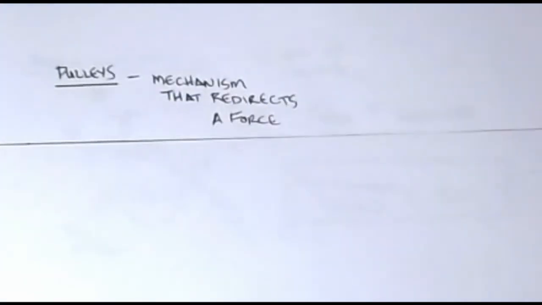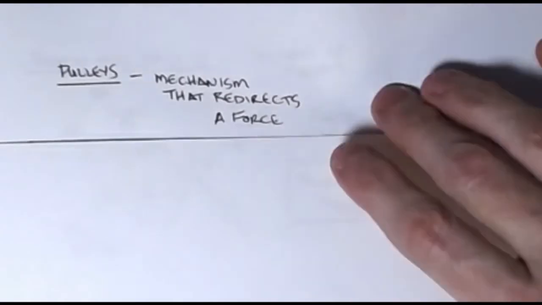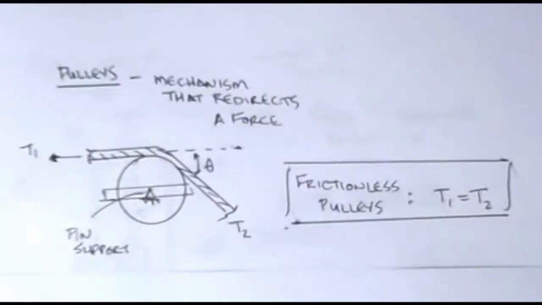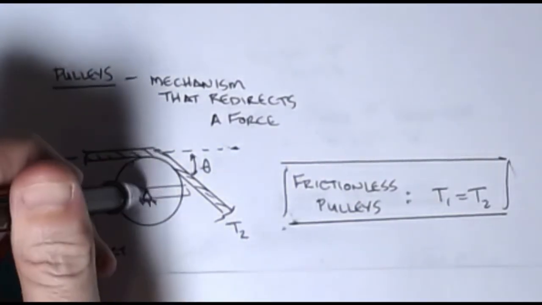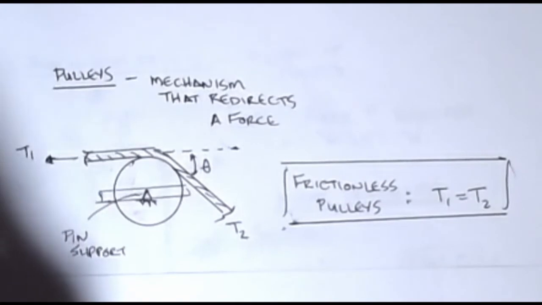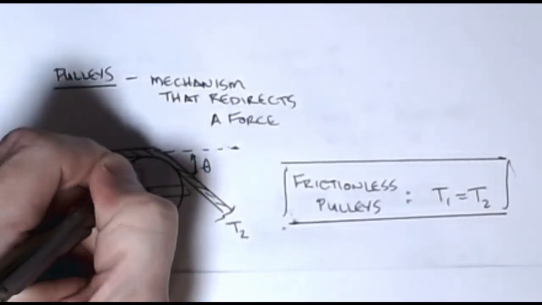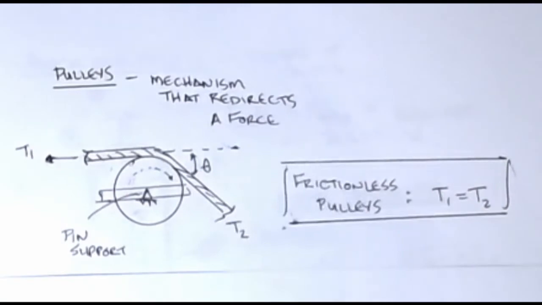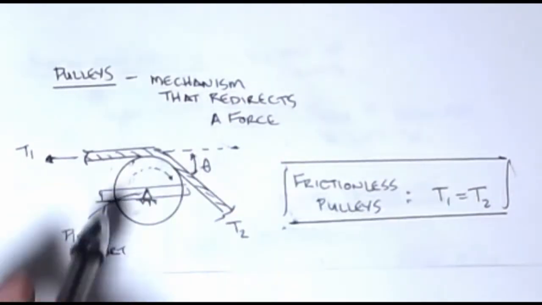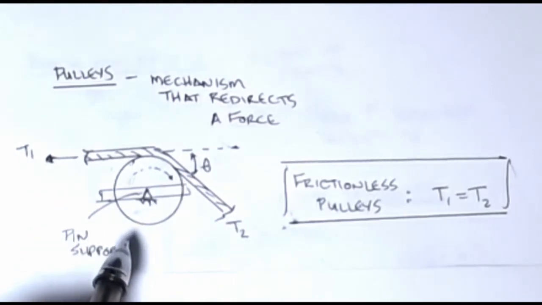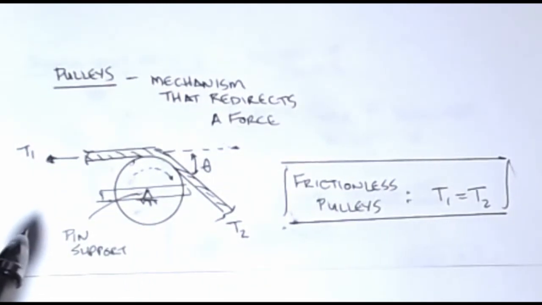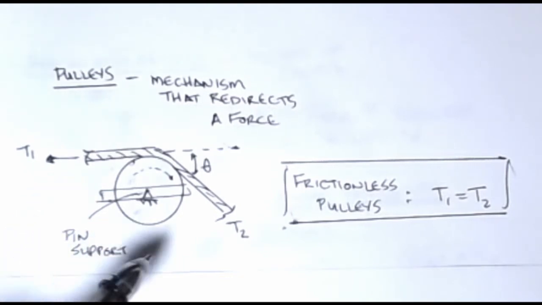All right, so basically a pulley is a mechanism that redirects a force. Okay, typically we think of a pulley as a round object that rotates. If I draw a simple one like this, we would have our pulley as this round object, and generally there's a bearing or a shaft connected to another member that allows it to rotate. If T2 is greater than T1, it rotates clockwise, and if T1 is greater than T2, it goes the opposite direction.